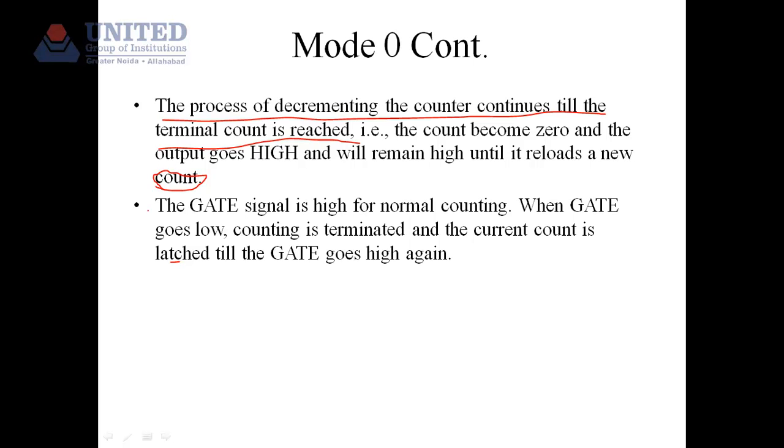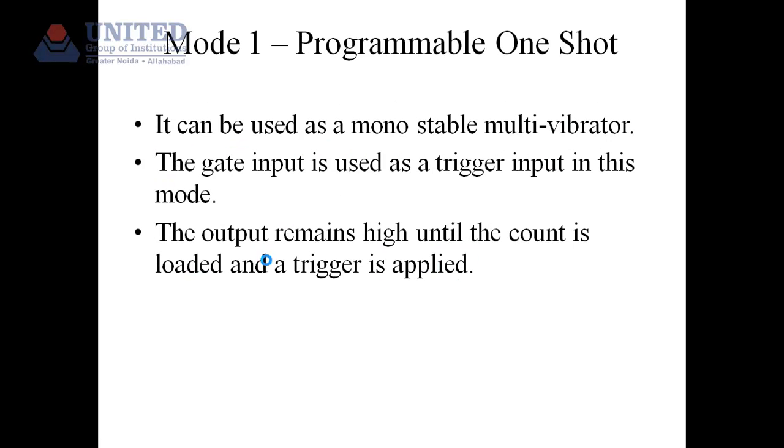Mode 0 further says about the gate signal. Gate signal means the signal which starts the physical counting. The gate signal is high for normal counting, and when gate goes low, the counting is terminated. Terminated means it is stopped, and the current count is latched till gate goes high again. High means active high, the 5 volt. Now coming to mode 1, that is programmable one shot.